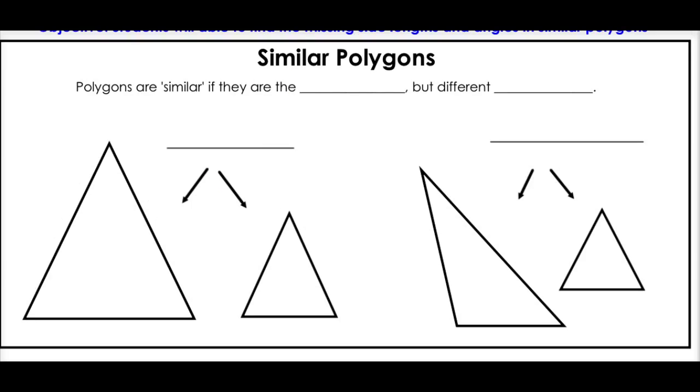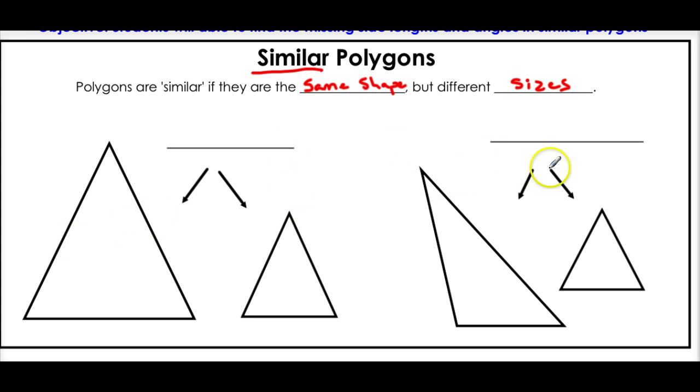Well, polygons are similar if they are the same shape, but different sizes. Same shape but different sizes. So that makes sense, like they're not congruent because they're different sizes, but they're the same shape, so they're pretty close, right? You might say that they're even similar. Makes sense.